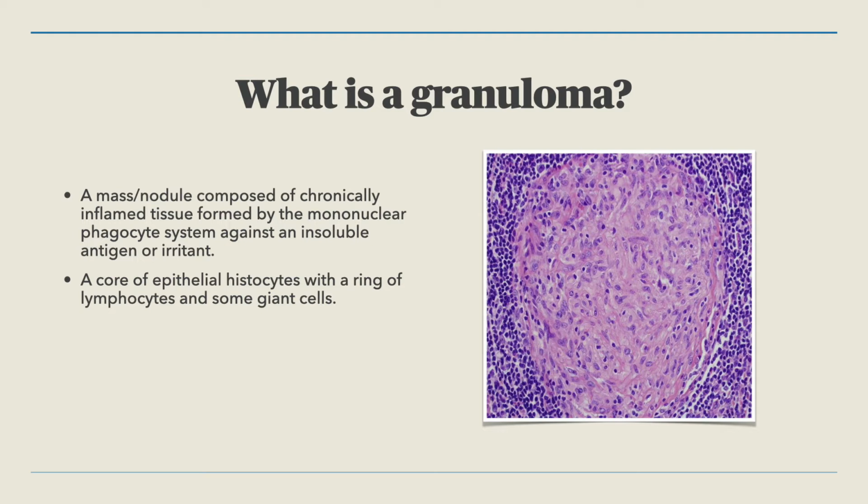Sometimes you might also find some giant cells mixing within that core. But the general idea is you have a core of epithelioid histiocytes surrounded by a ring of lymphocytes, and you can see that in the image on the right.